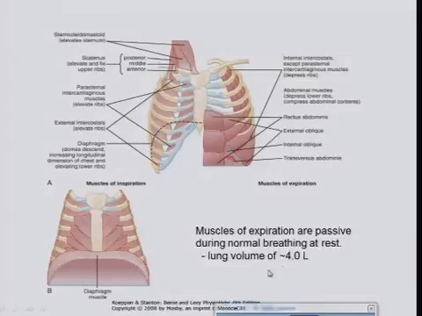Our total lung volume is approximately 4 liters. We're going to talk about how that volume gets broken down and used, primarily in our next lecture. But it's important to understand these volumes, and we're going to be talking a lot about different volumes.